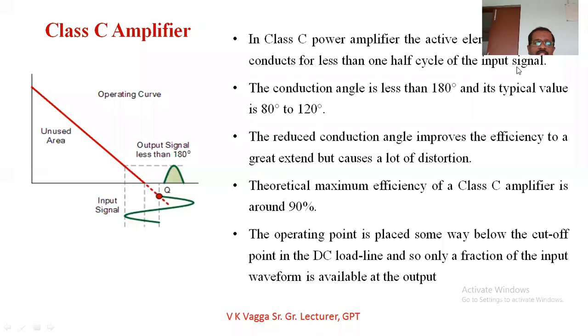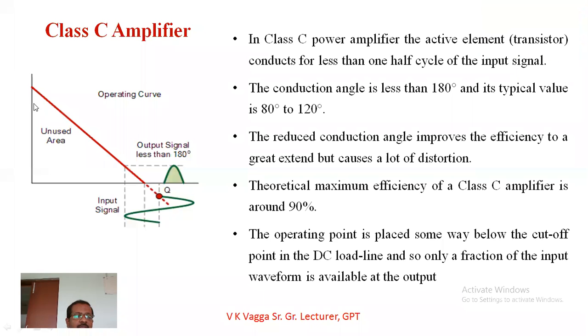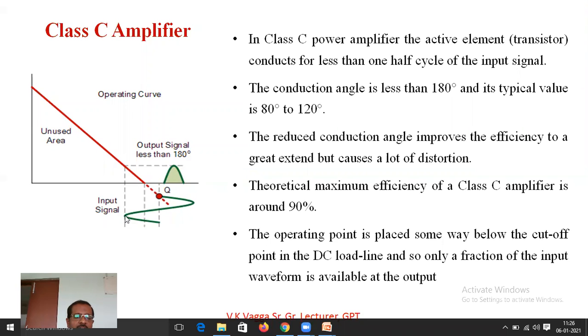If you take the class C amplifier, again if you take the graph, along the x-axis the VCE voltage, the output voltage, and along the y-axis the current, and if you draw the DC load line here, and the operating point is below the cutoff region, below the x-axis, and if you apply the entire input cycle, the entire full cycle, you will get an output which is less than 180 degrees.